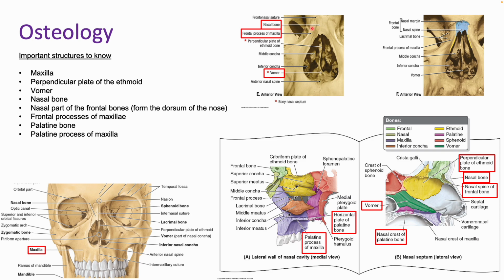That's different from the nasal bone. So the nasal bone is going to be the one right in the middle. The frontal part of the maxilla is going to be running up, kind of just up beside it here.